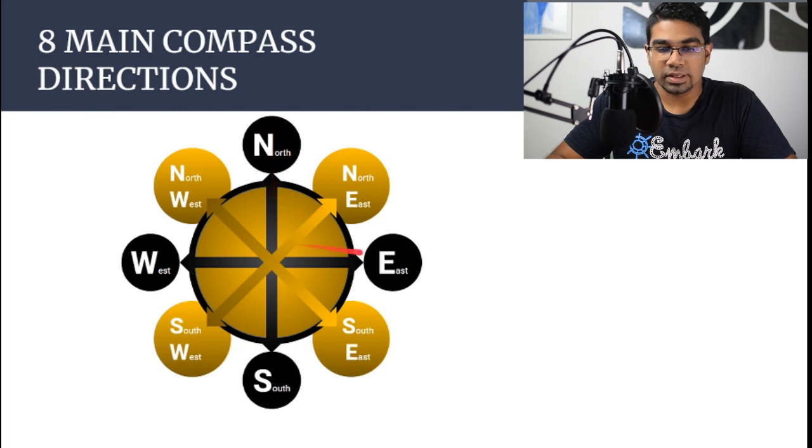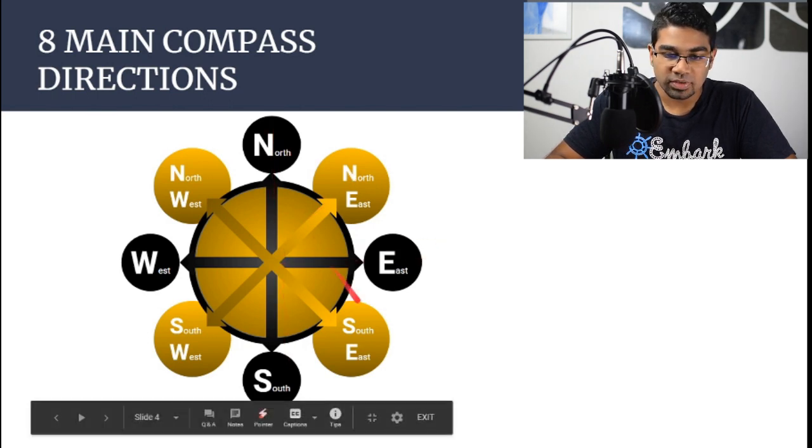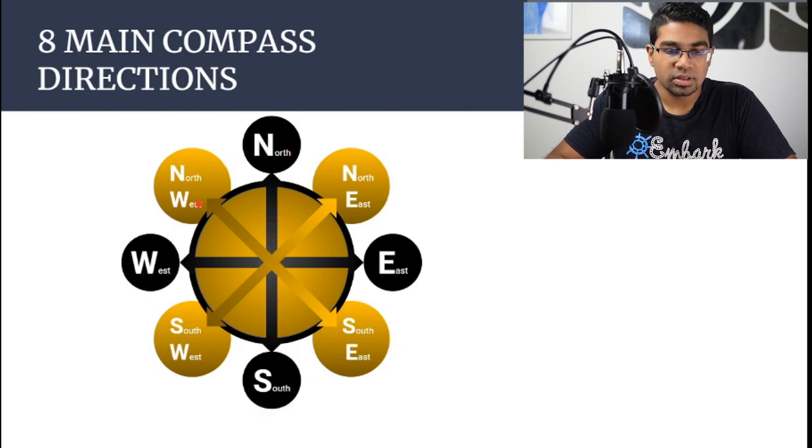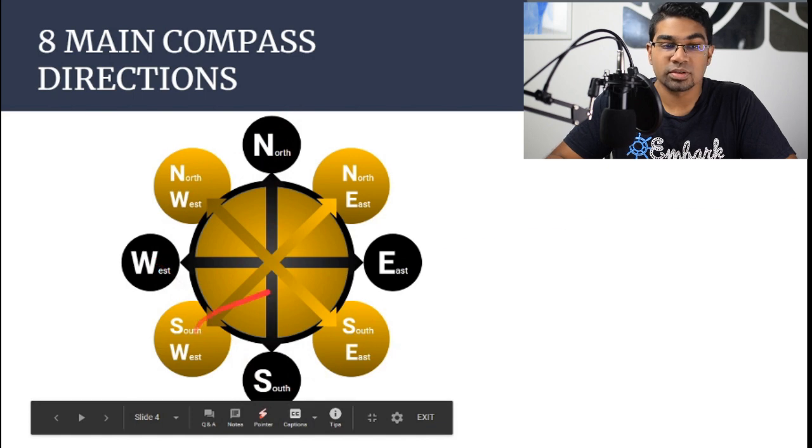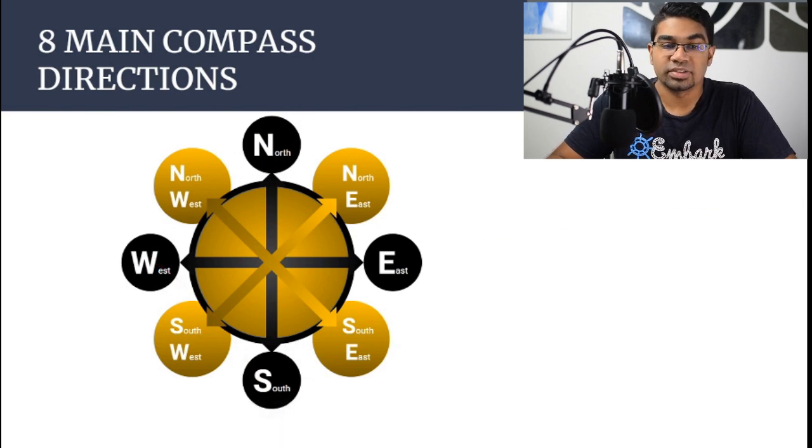Exactly in between north and east we have northeast. Between south and east we have southeast. Notice that it is southeast, not east-south. The vertical direction comes first. And then on the left, between north and west we have northwest, and between south and west we have southwest. These are the 8 main compass directions.